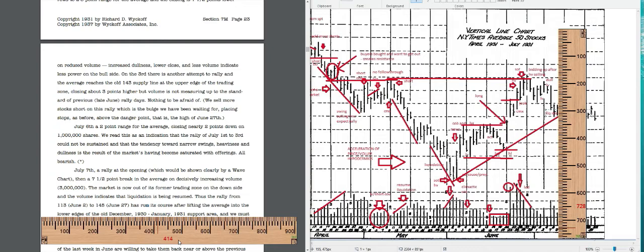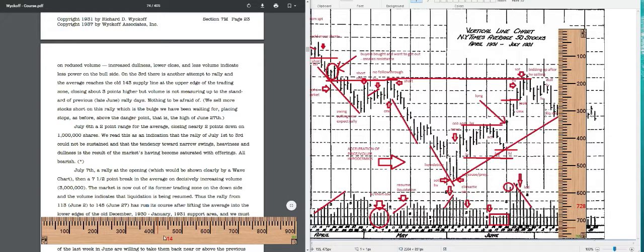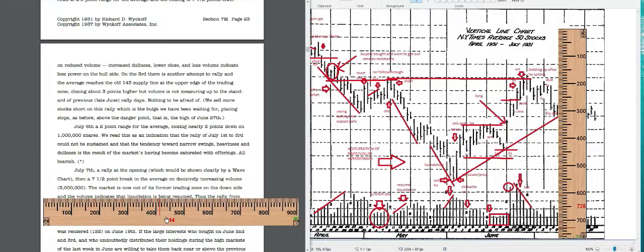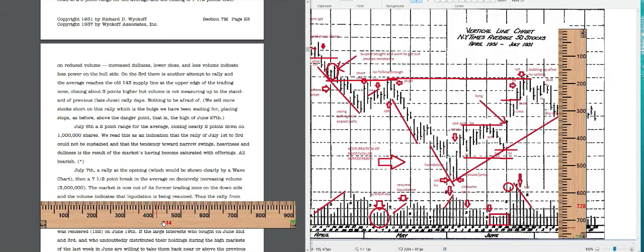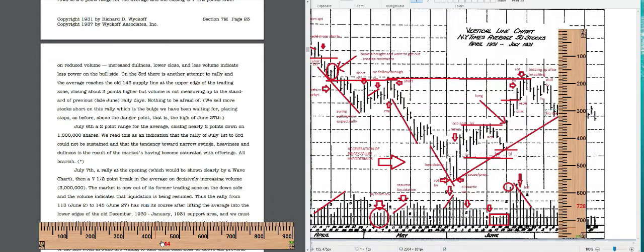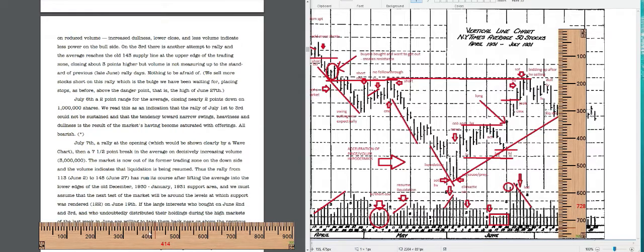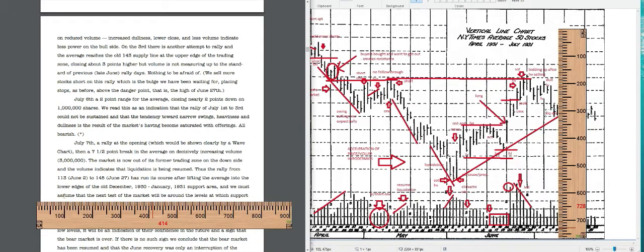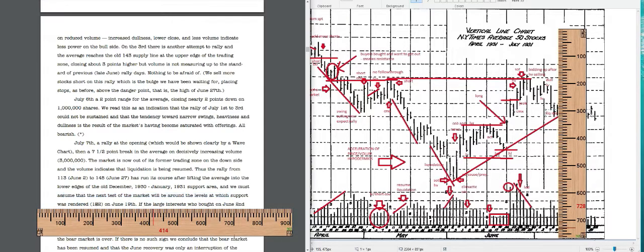All right, so it's really important to know what the support levels are. So when one area breaks, you have some expectation in your mind about what to do and what are the possible scenarios. And he does the same thing over here. We assume that the next test of the market will be around the levels at which support was rendered on June 19th. So this level is the former support.